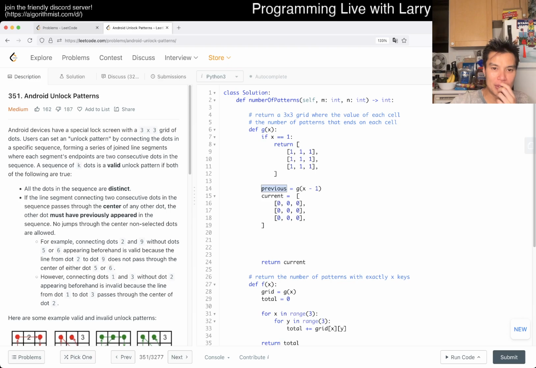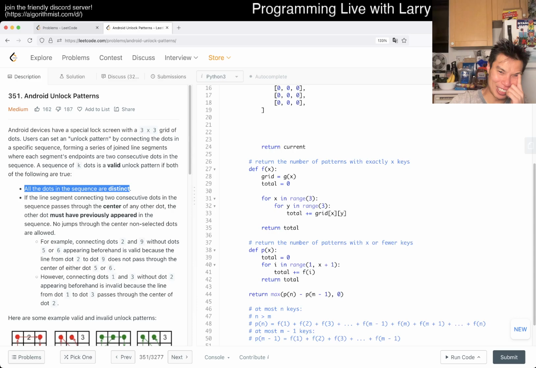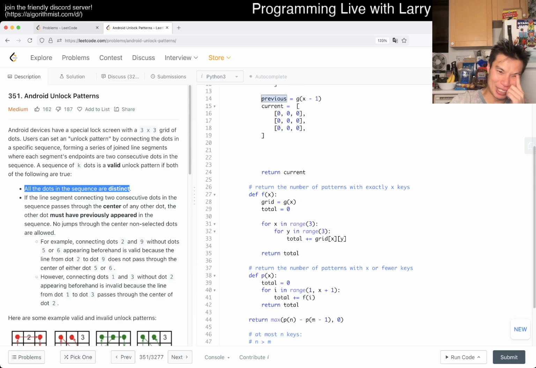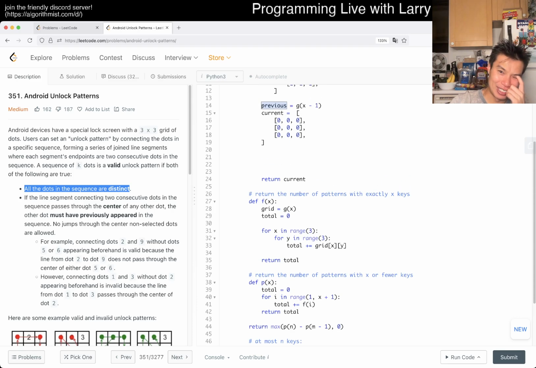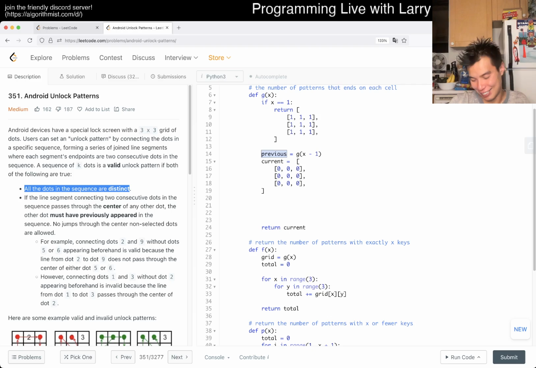I think I messed this up because I tried to be too cool. The reason why I messed this up is because I forgot that each dot in the sequence is distinct. So you can't do it this way. Sorry, friends. I think I messed up. My fault. I mean, no, you can't. I forgot. Okay. Even Larry makes mistakes. I forgot about this. That's all.